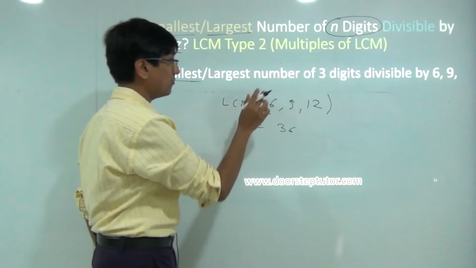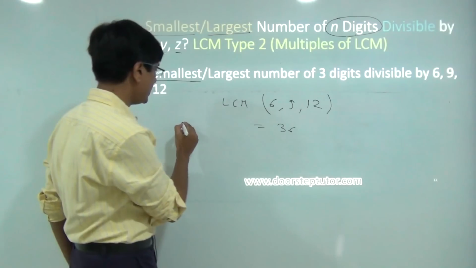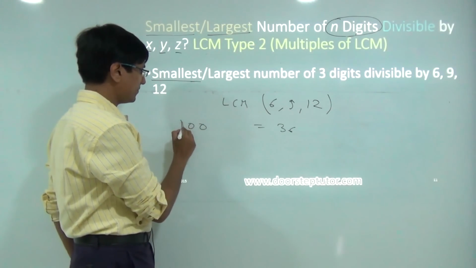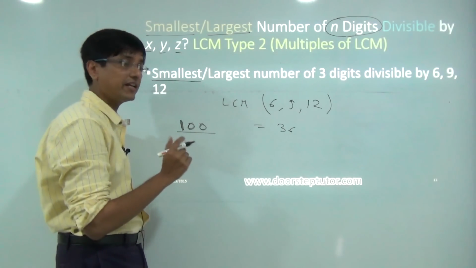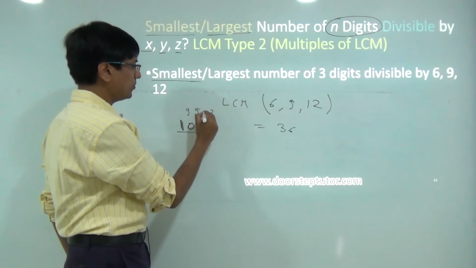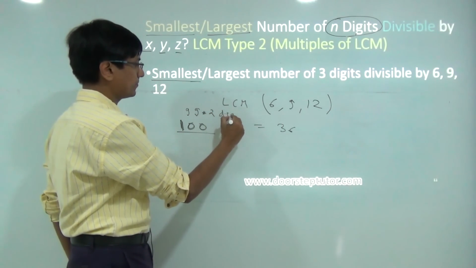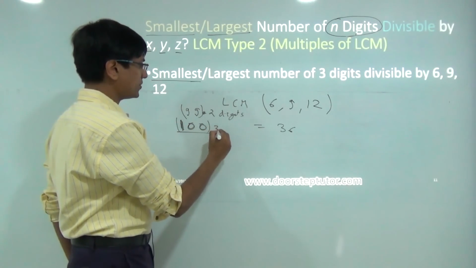What is the smallest possible number of 3 digits? 100. Okay, this is the smallest possible number of 3 digits, because before 100 comes 99, which has only 2 digits. Okay, this is the smallest 3-digit number.